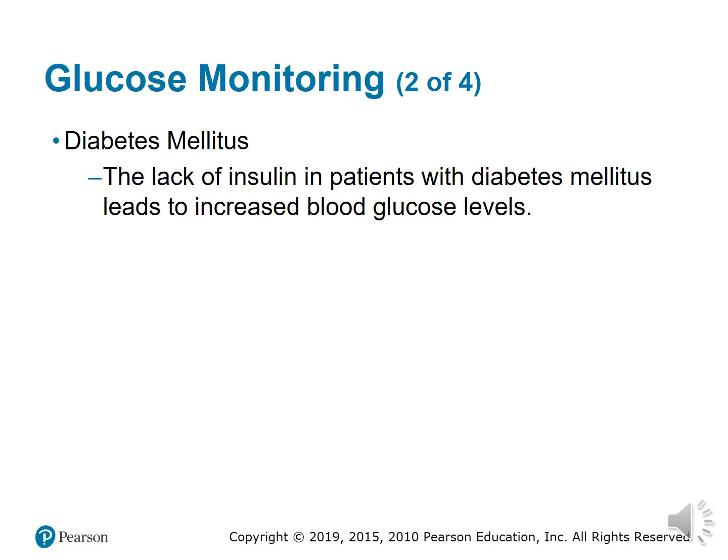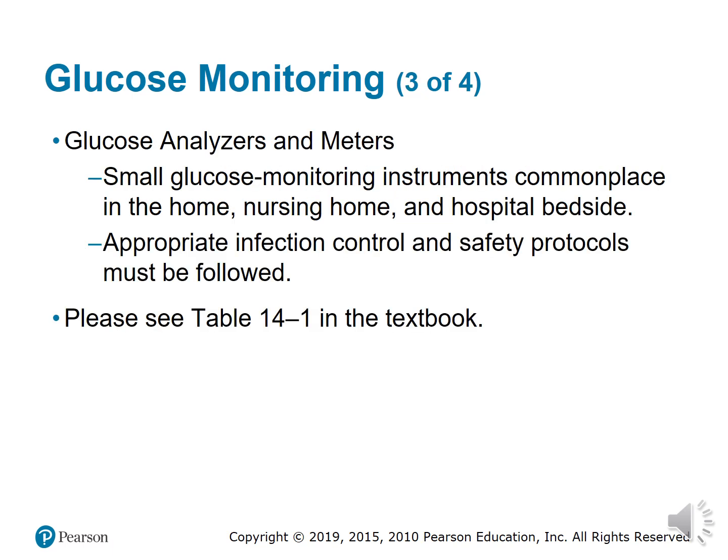That's from low blood sugar as well as high blood sugar. So with diabetes, it's just the lack of insulin in patients, which can increase blood glucose levels, because they don't have that stimulator or that equalizer called insulin. So they produce too much glucose or sometimes too low glucose.